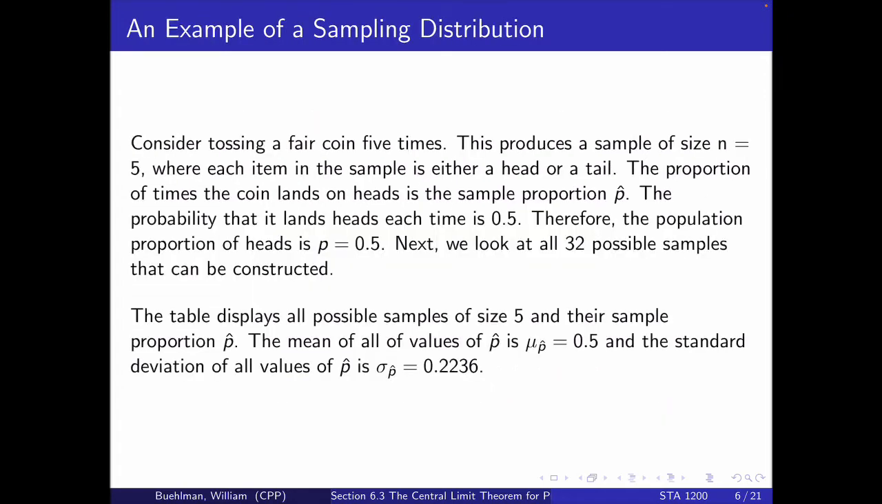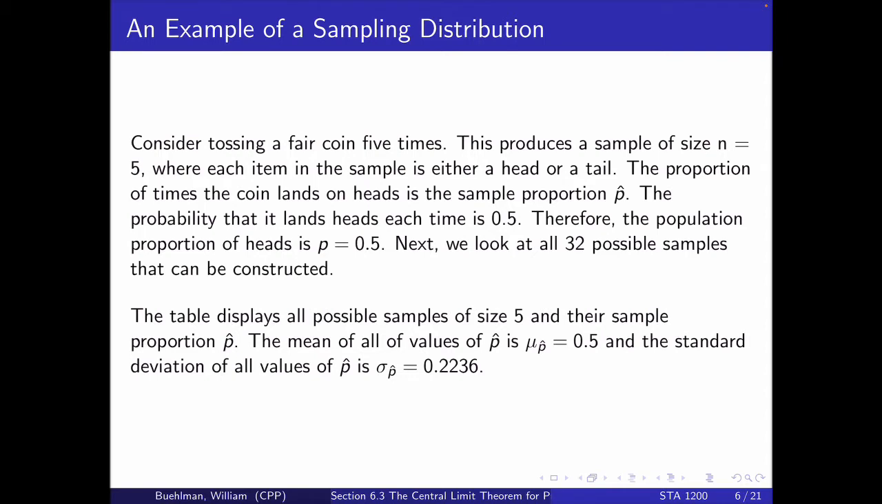Consider tossing a fair coin 5 times. This produces a sample of size 5, where each item in the sample is either a heads or a tails. The proportion of times the coin lands on heads is the sample proportion p hat. The probability that it lands on heads each time is 0.5 since it's a fair coin. Therefore, the population proportion of heads is P, which equals 0.5.